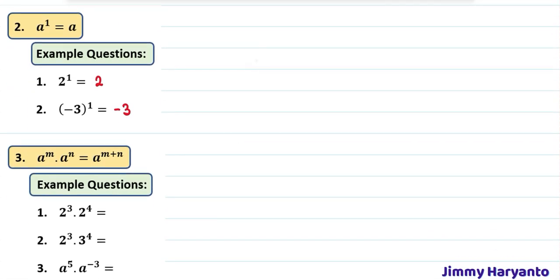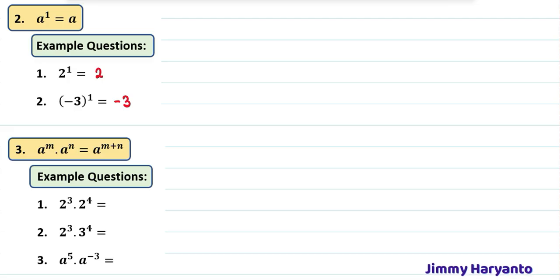Next, a to the power of m times a to the power of n equals a to the power of m plus n. Okay, so the condition for this one is the bases have to be the same. So you have to check it first. If the bases are not the same, you cannot use this property. Yeah, so this one is the same. So the 2 will be like that, and then 3 plus 4. Yeah, you will add the powers. Final result, you'll have 2 to the power of 7.